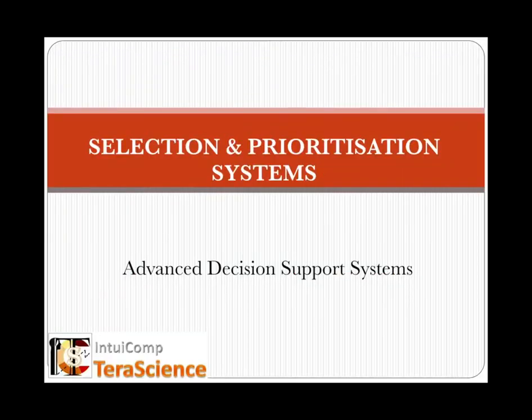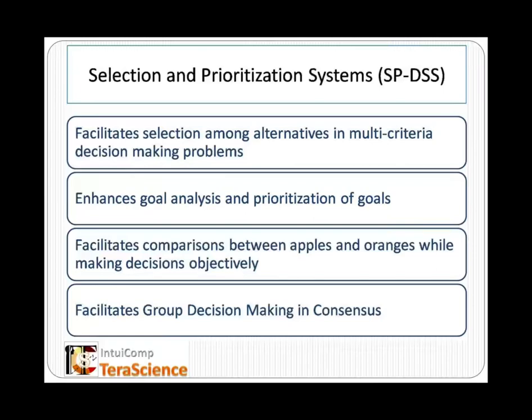We will be specifically talking about selection and prioritization systems or advanced decision support systems in this course. Selection and prioritization systems specifically facilitate selection among alternatives in a multi-criteria decision-making problem. What this means is that there will be a problem and you have to make a decision out of all of the different criteria which are being shown to you.